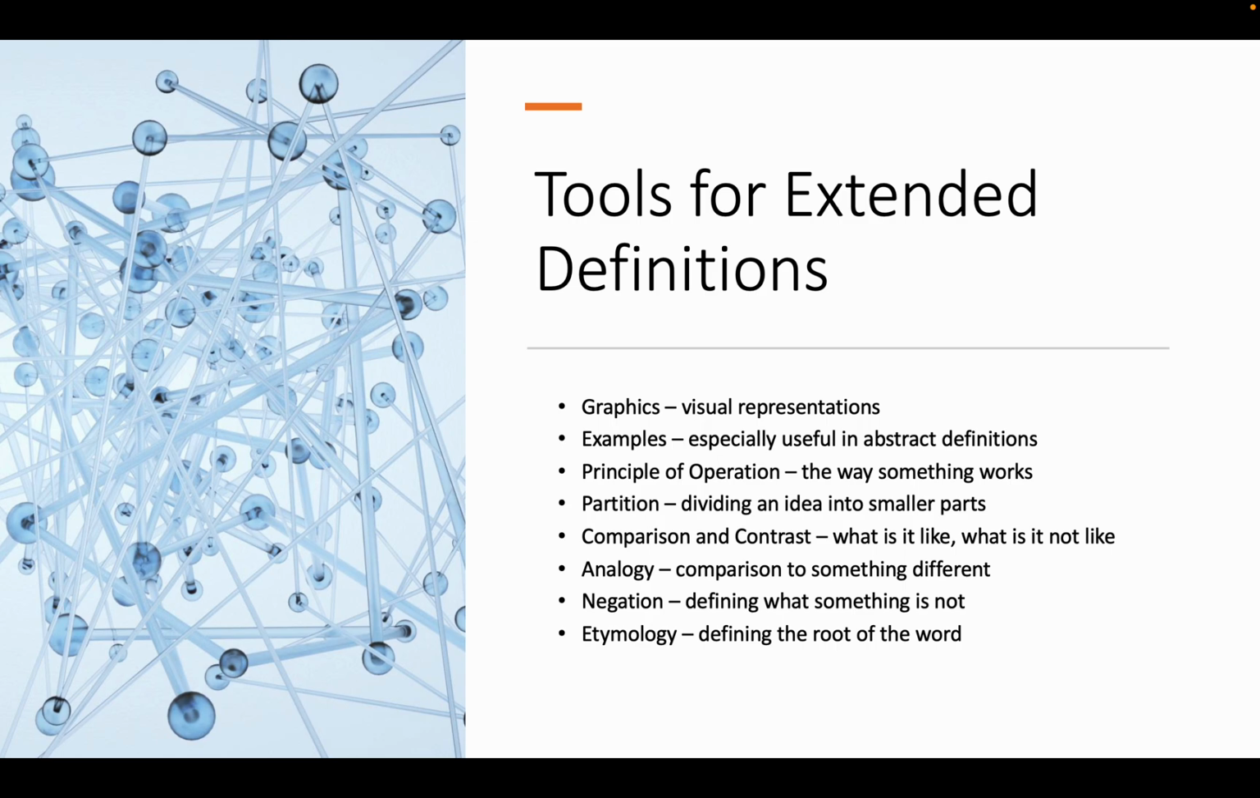An analogy is a comparison to something that's different. A negation is explaining what something is not. And etymology is the defining of the root of the word. Sometimes if we know where a word comes from, it helps us make sense of how that word is being used.